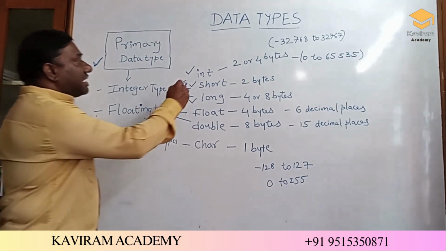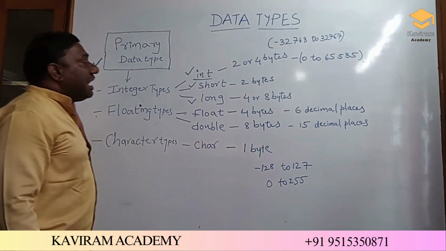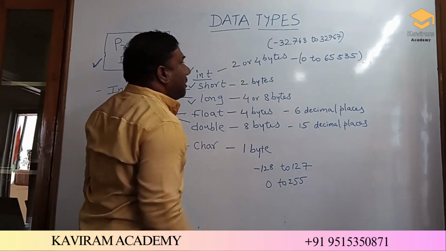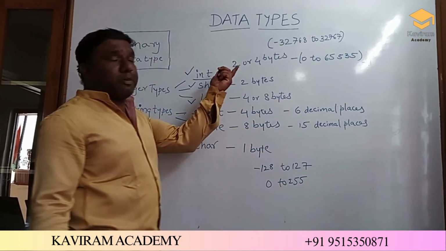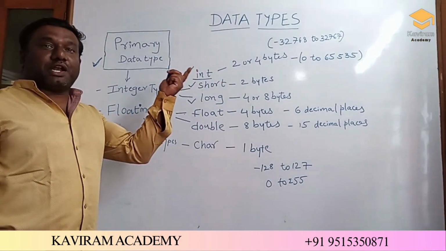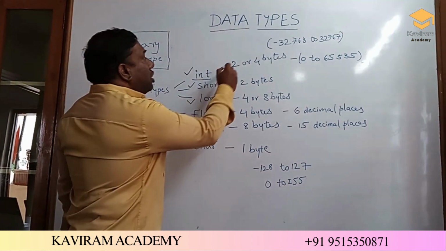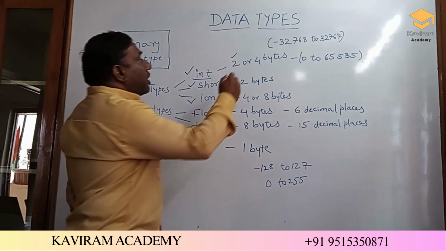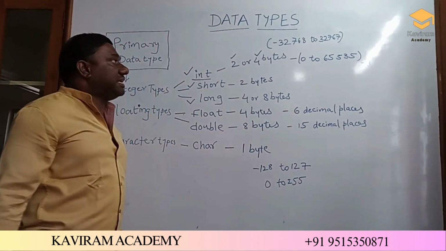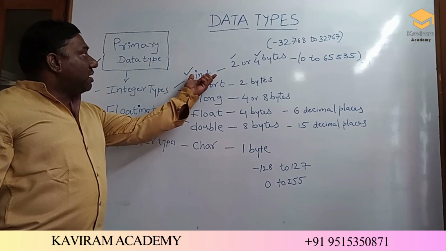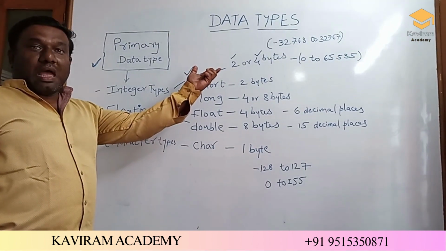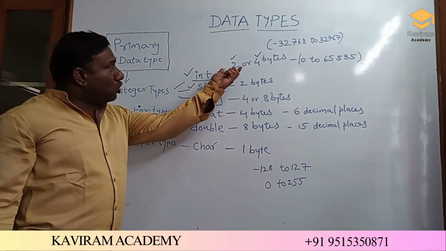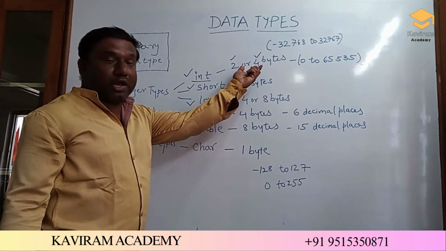The first one is the integer type. Integer type occupies 2 or 4 bytes. Depending upon your operating system, if it is a 32-bit operating system, an integer is 2 bytes. If it is a 64-bit operating system, it allocates 4 bytes of memory for an integer. Whenever you have an integer value, we need to declare it as int type, and it occupies 2 or 4 bytes in your main memory.